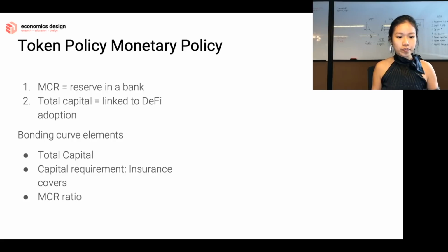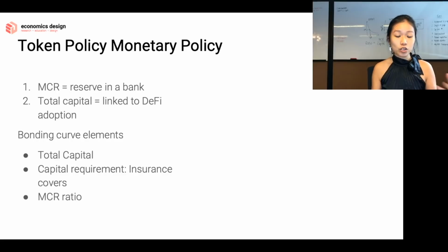NXM does something similar. If I put $100 of ETH as capital into the NXM pool, part of it has to go to reserve and the other part is available. That's the general idea, and that's what MCR is. MCR is the minimum capital requirement. It's kind of like the reserve in the bank.